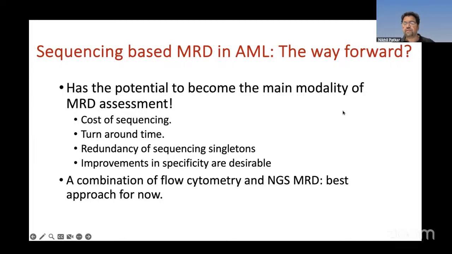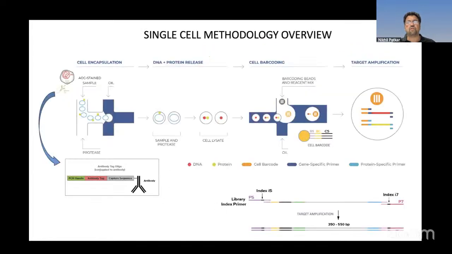For AML, you will see that for FLT3 and NPM1, this is already the standard of care. For FLT3 MRD, several papers at this year's ASH showed that this is the way to go forward. For now, the ELN recommendations are a combination of flow and NGS MRD.